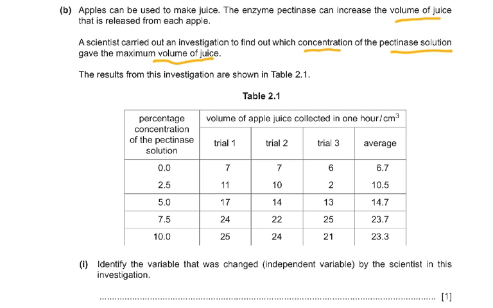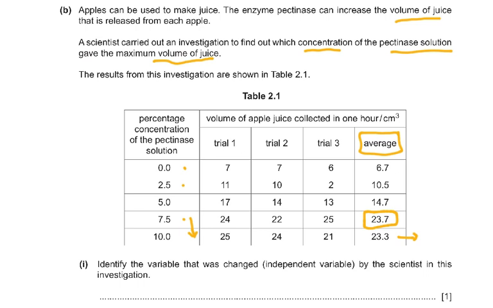So the percentage concentration was 0.0%, 2.5%, 5%, 7.5%, and 10.0%. Volume of apple juice collected: we did 3 trials and then this is the average. So you can see the largest volume was 23.7, and as we've increased the pectinase solution it increased, but then as we've increased it from 7.5 to 10, it has not increased. This is in fact decreased here.